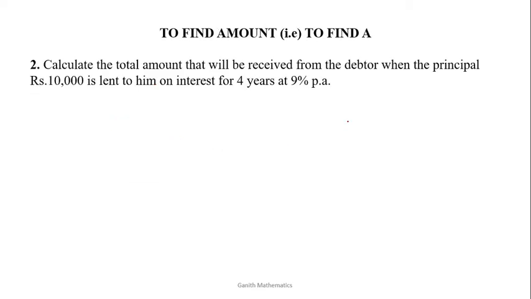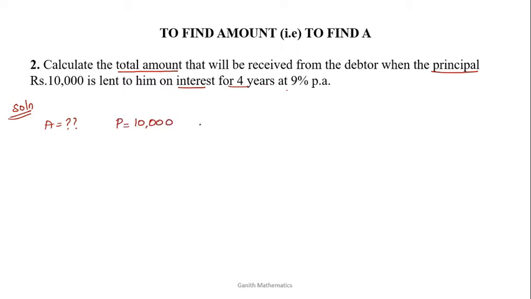Next one. Calculate the total amount that will be received from the debtor when the principal of rupees 10,000 is lent to him on interest for 4 years at 9% per annum. So we are going to calculate the total amount. What are the things they have given? They have given principal, interest rate and number of years. Solution. We are going to calculate the amount. They have given the principal amount is 10,000.